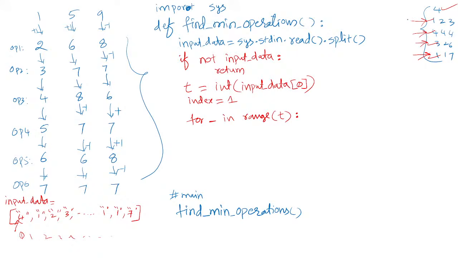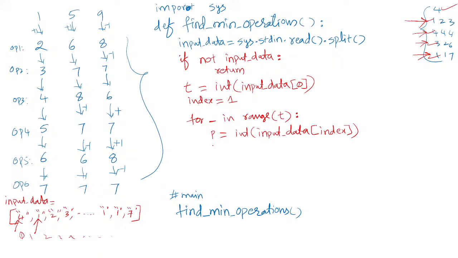Now read the first test case, and read these 3 values into 3 variables. The first value you read into P. It is nothing but int of input_data[index]. Index is input_data of 1, which gets the first value. So 1 it gets. That is the P value.